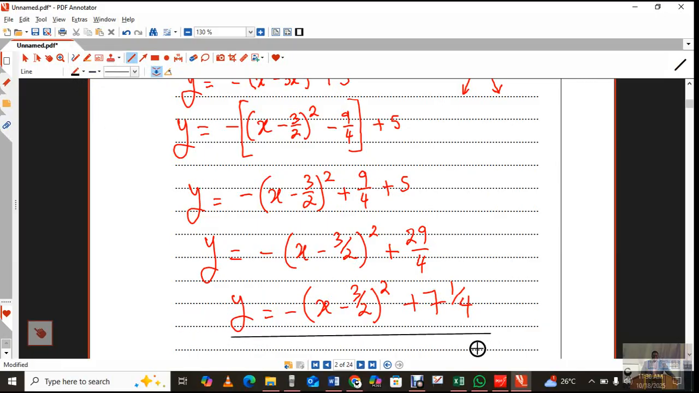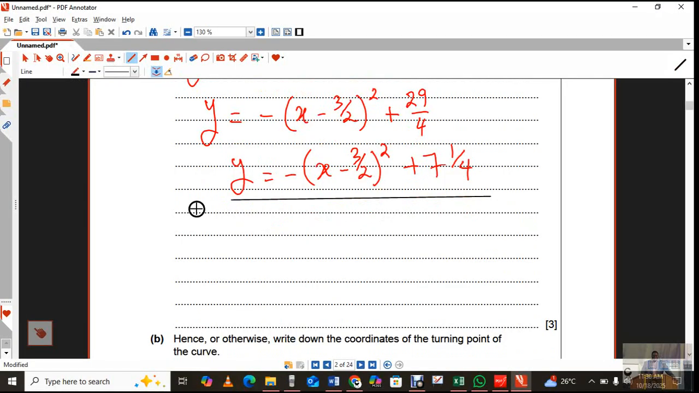Okay, right, I wrote it in that form, but you can go ahead if you wish to give the values of a, b, and c. So you can say a equals -1, then your b value equals -3 over 2, and your c value equals 7 and 1/4.